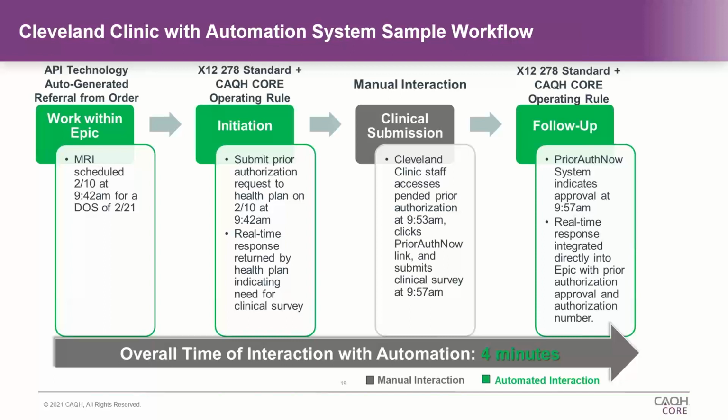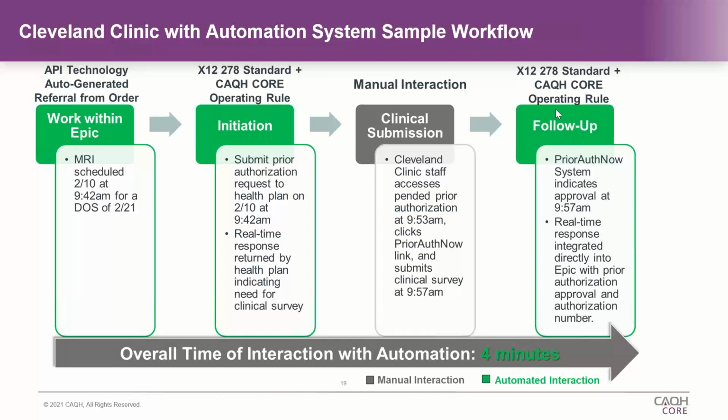Technology standards and operating rules work together to automate this process at different steps of the workflow. The API technology is integrated into the EHR and pulls the correct information. The standards create a consistent set of data to send the request for a prior authorization, and the CAQH CORE operating rules provide the requirements, sending the requested data in a timely manner.